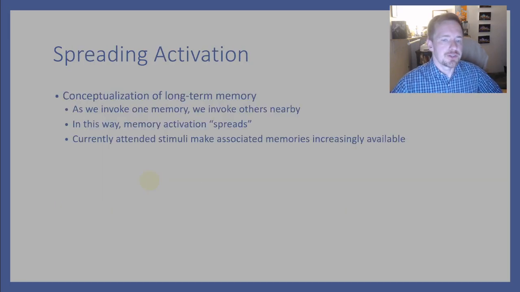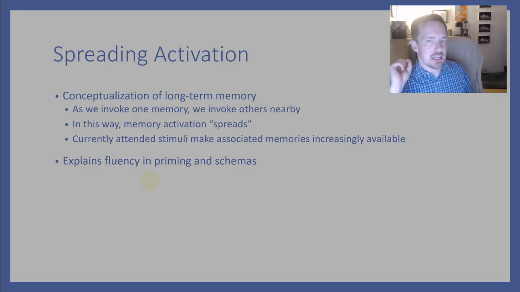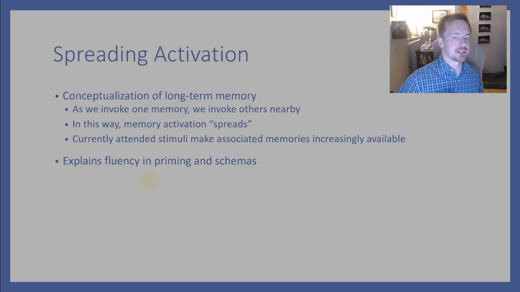All right, so one leading conceptualization for long-term memory is called spreading activation. Spreading activation is this idea that when we activate any kind of memory we have in our brain, we're also going to be activating memories of things that are related to that central memory.